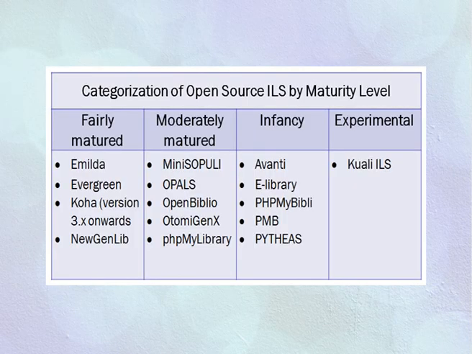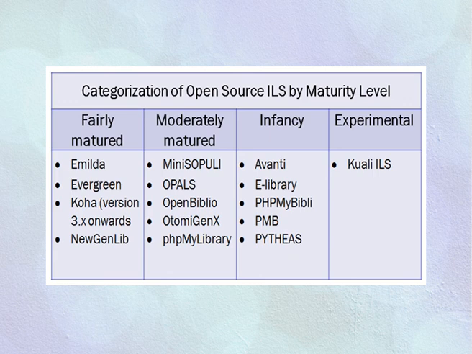As this particular tutorial is associated with ILS, let us compare the open source ILS available. We have a total of 14 open source ILS available. This can be grouped into 3 groups: fairly matured group, moderately matured group and infancy group. In the fairly matured group we have Emilda, Evergreen, Koha and NewgenLib. I already told you NewgenLib is a product from India. Koha is possibly the first and the most comprehensive ILS available presently, and there are different other groups you can see.